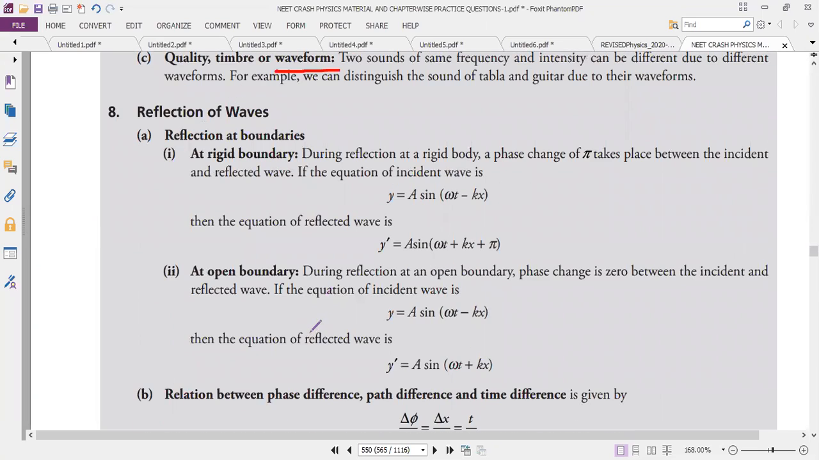For the reflection of waves at the boundary, for a rigid boundary you can use this formula. After reflection, it will add a pi. Open boundary, same y formula. y is the displacement formula. After the reflection, y dash equal to a sin, and the minus will reverse direction and it will come positive.